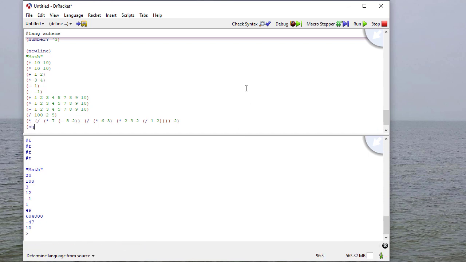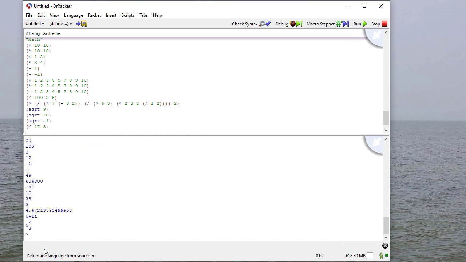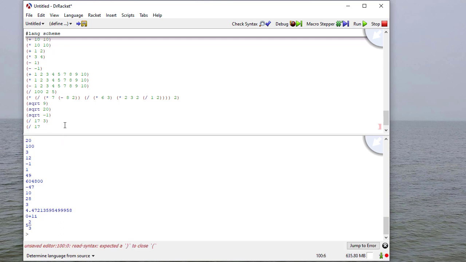There's some mathematical functions like square root. Let's do the square root of negative 1 just to have some fun. And notice the square root of negative 1 is 0 plus 1i. And you can see the other values here. If I divide 17 by 3, you get 5 2/3, which is correct, but might not be what you want. So if I say 17 divided by 3.0, that'll give me a real number as my answer.